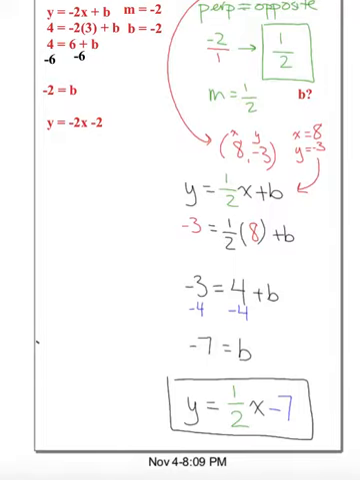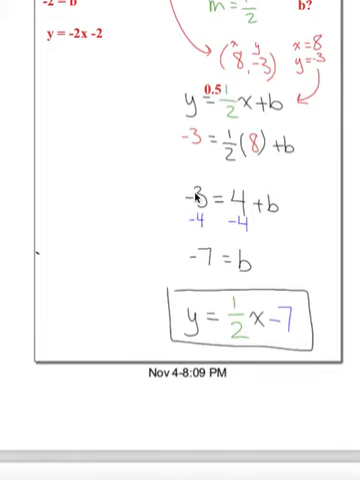Because remember, 1/2 is also, if you do it in your calculator, 1 divided by 2 is 0.5. So 0.5 times 8 is 4. And then we plus b. And to get rid of 4 on this side, because it's a positive 4, we have to minus 4. And whatever we do to the right side, we also have to do to the left side. So we have to minus 4 from that side as well. So negative 3 minus 4 is negative 7. So negative 7 equals b.